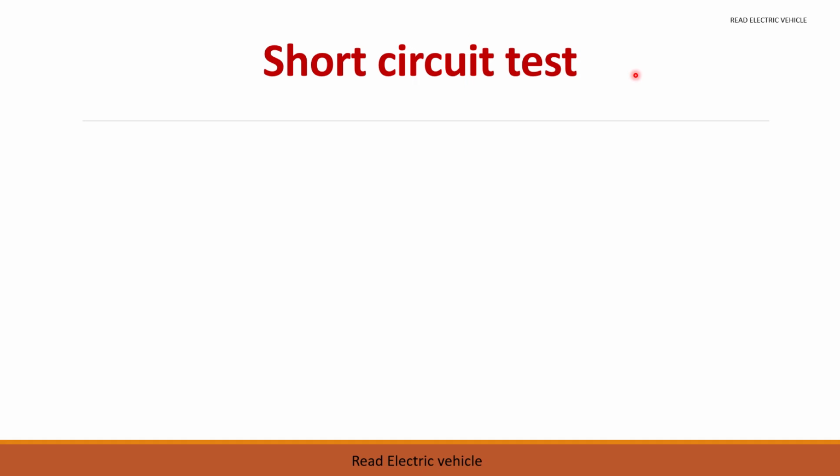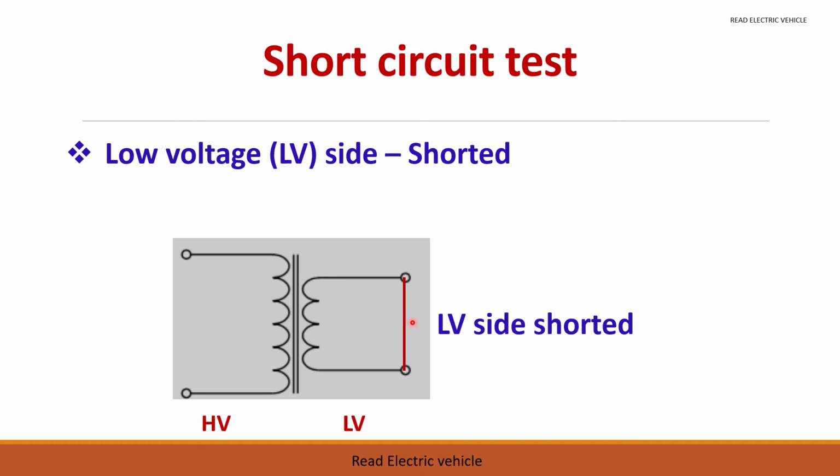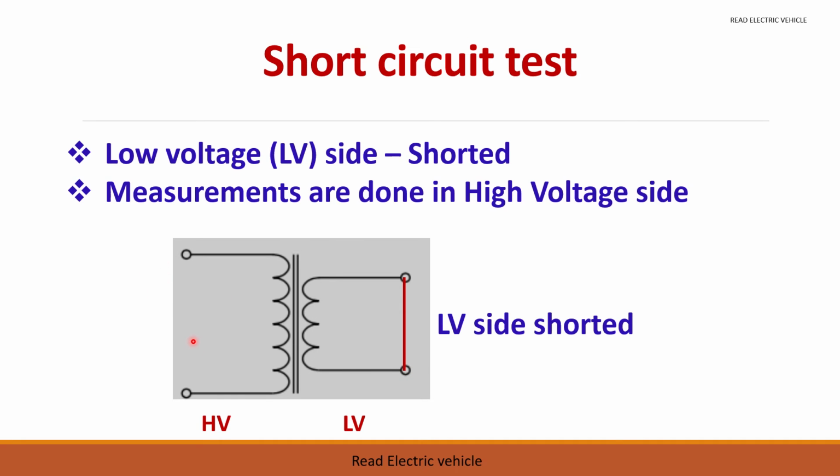Next we will see the short circuit test. In the short circuit test, the low voltage side is shorted. So here it is the low voltage side. So directly short the low voltage side, and all the meters are connected on the high voltage side. In this way, short circuit test means we are dealing with current. Here on the high voltage side, the current will be low, so we can use the high voltage side for measurement.